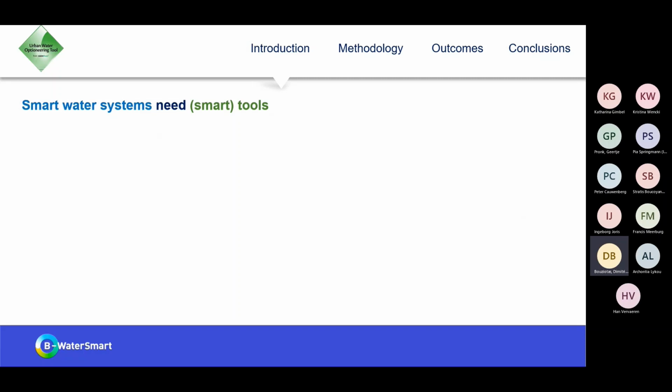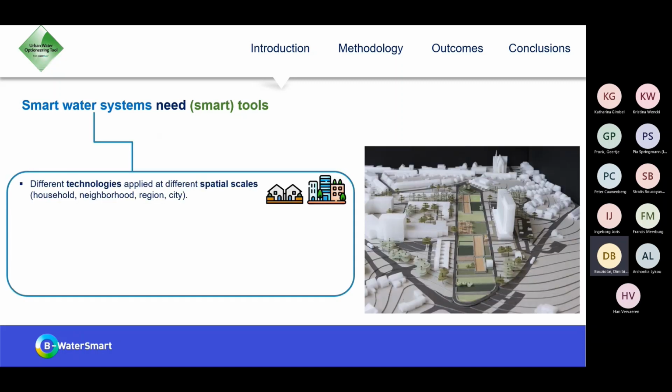Now let's start with a bit of context relevant to B-WaterSmart, where we focus on smart water systems and management. As you know, these systems have unique attributes. For instance, they employ an array of different technologies that can be applied at different scales. For instance, demand reduction measures such as water smart devices are employed typically at the household level, but other decentralized technologies such as rainwater harvesting or greywater recycling can be employed at the neighborhood scale as well. Moreover, there are technologies such as water banking or blue-green systems which are applicable regionally.